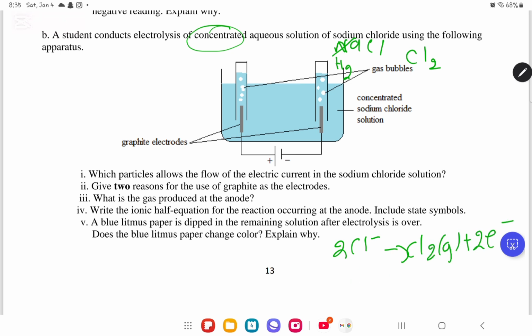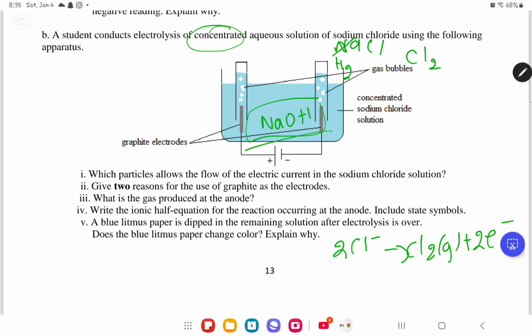Alright, so now part V: a blue litmus paper is dipped into the remaining solution after electrolysis is over. Does blue litmus paper change color? Explain why. Now, I explained above why it becomes NaOH. So let us stay on the fact that it is NaOH. Okay, they told us, does the blue litmus paper change color?